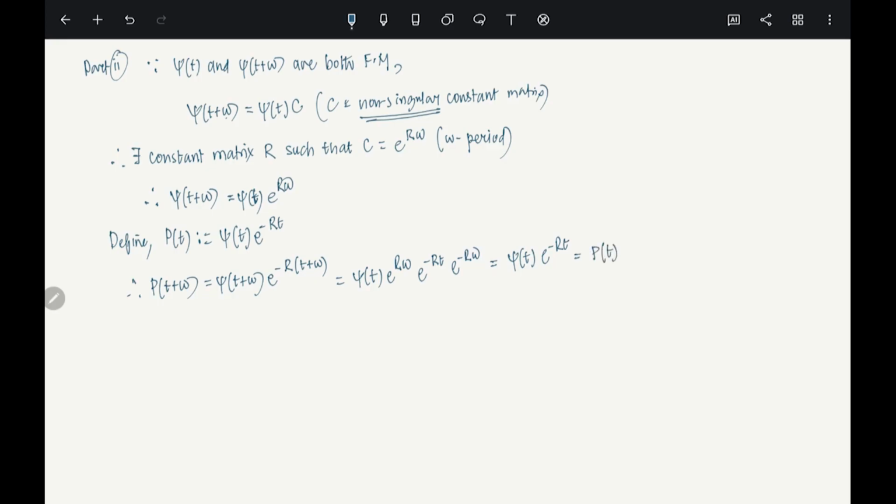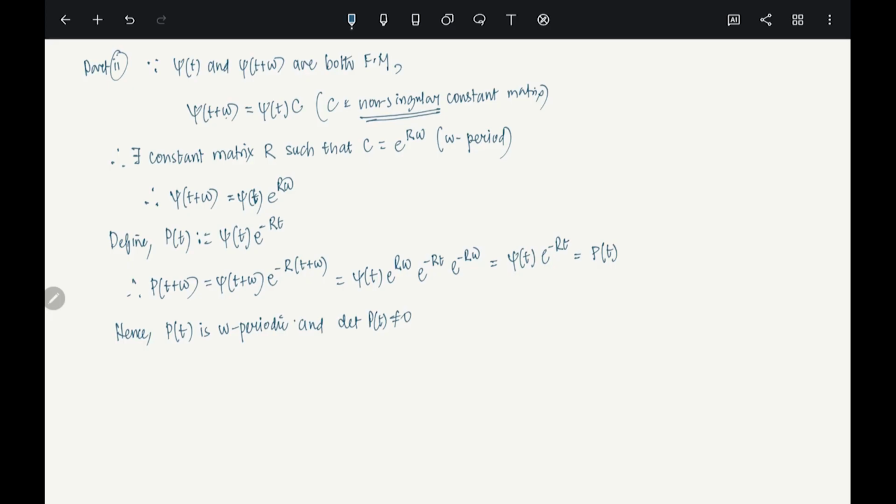And then this is nothing but P of t. Clear? So you see, the matrix P of t, which is phi of t times e power minus rt, is actually w periodic. Hence P of t is w periodic. Clear? Now, phi is non-zero, and the exponential is non-zero. So the determinant of P of t is also non-zero. It has to be, because phi is a fundamental matrix, so its determinant is non-zero, and the determinant of the exponential is of course non-zero. The determinant of AB is the determinant of A times the determinant of B, so it's non-zero.